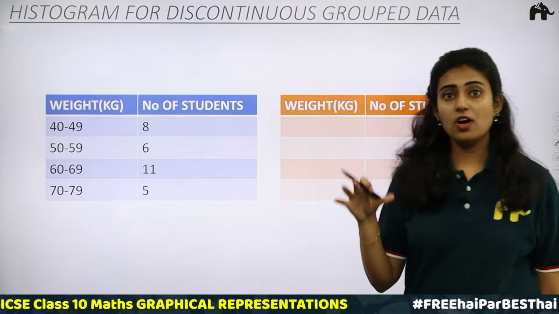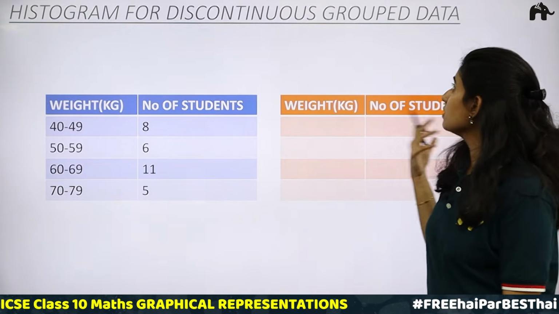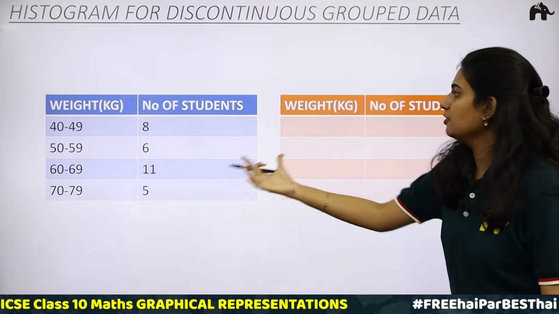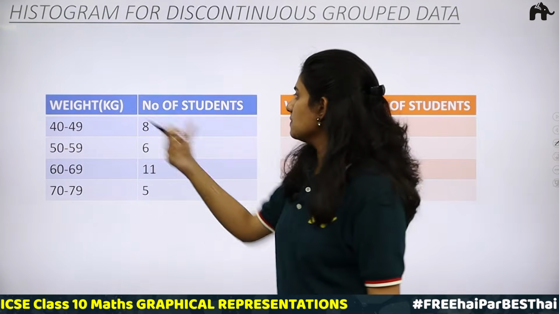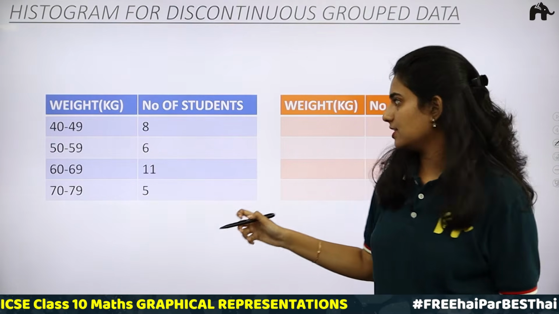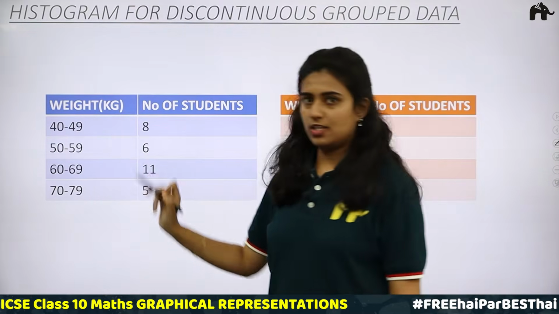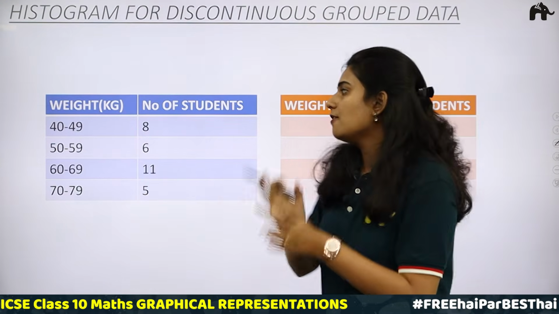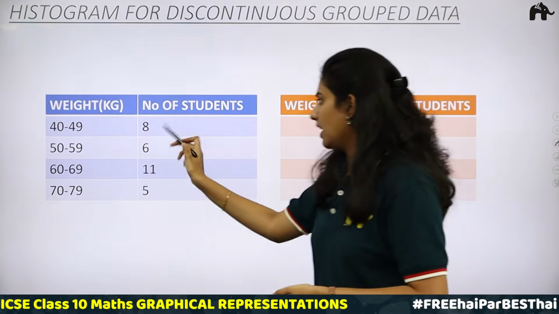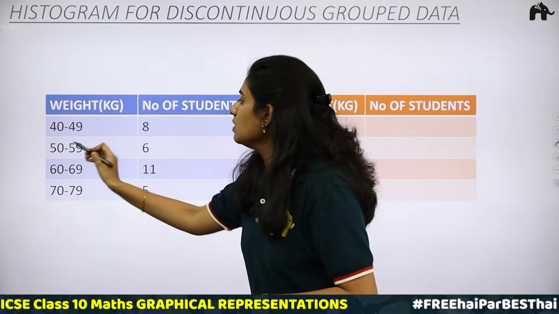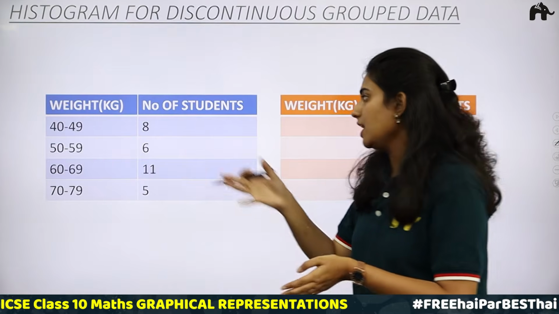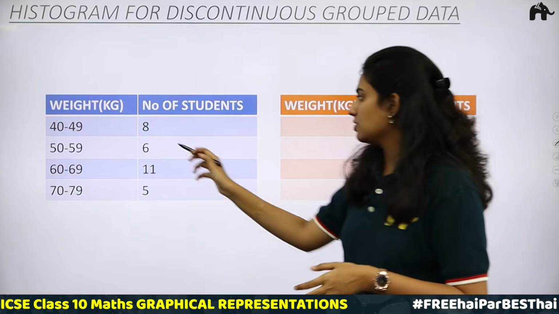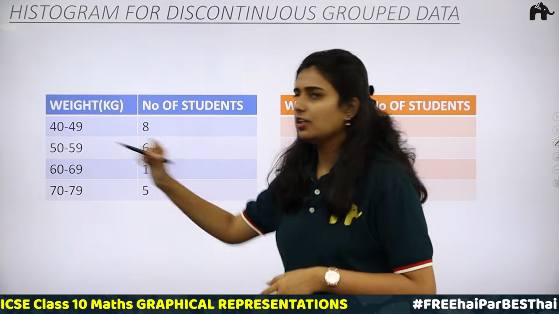Understood? Now we know how to draw histograms for continuous group data. Now when it comes to discontinuous group data, how to draw? Here if you take an example, weight of some students are given and the number of students are given. 40 to 49, which means 40 is included, 49 is also included and values between 40 and 49 are included. 8. Next 50 to 59. Starting from 50 up to 59, 59 and 50 are included. Values between them are also included. It is 6.